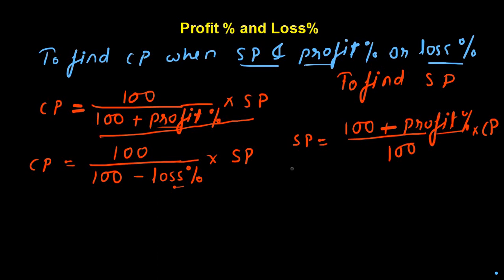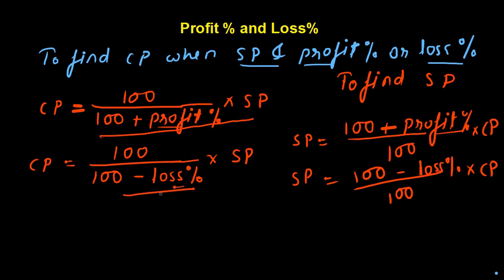Now if there is a loss given, then the same change you have to make here. So it's like 100 minus loss percentage upon 100 times CP. Very simple. It's derived from this. Upside down reciprocal is used, and this is how you find out the SP. Now these formulas are very simple to remember. You need to just remember one formula and I think you will remember the other one.